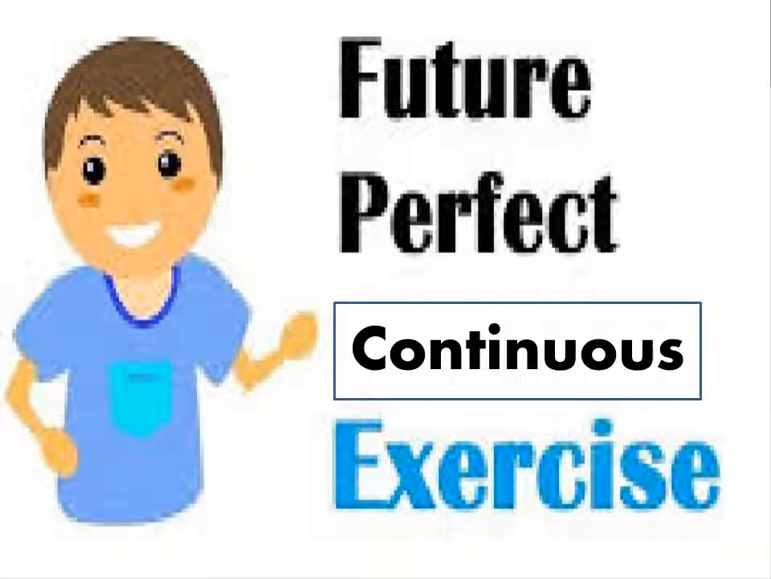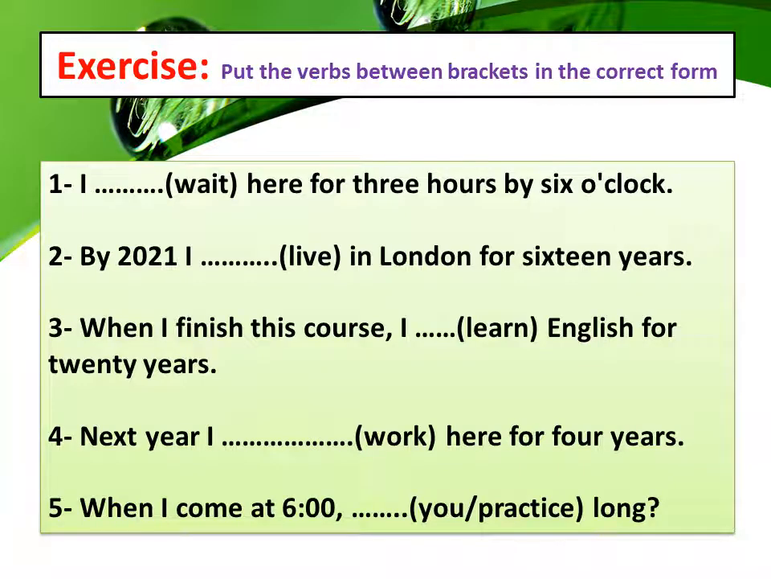Okay, now let's work on an exercise to practice. Put the verbs between brackets in the correct form. 1. I wait here for 3 hours by 6 o'clock. Notice we have the time indicator by 6 o'clock, but we also have for 3 hours, so here we use the future perfect continuous. 2. By 2021 I live in London for 16 years. 3. When I finish this course I learn English for 20 years. 4. Next year I work here for 4 years. 5. When I come at 6 o'clock you practice long. So here it's a question, interrogative.